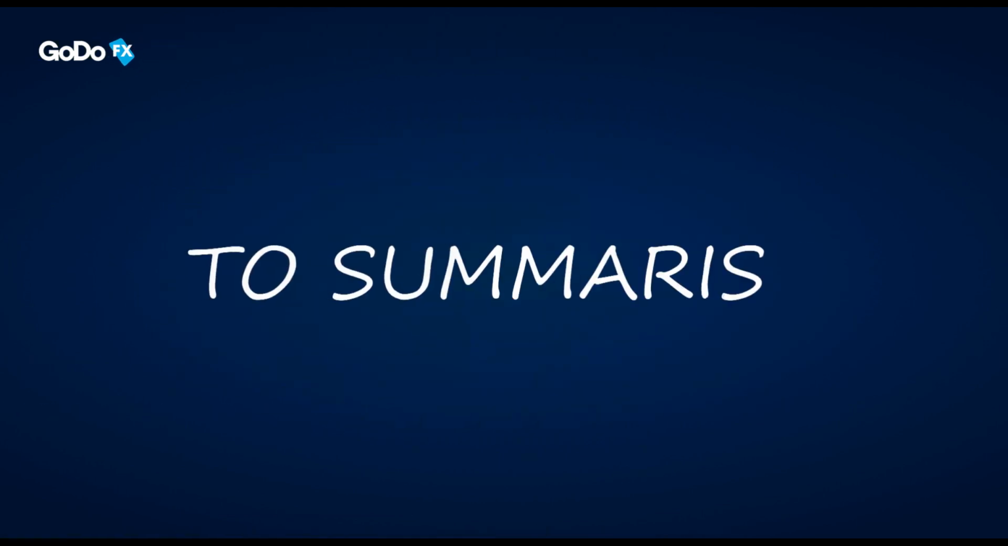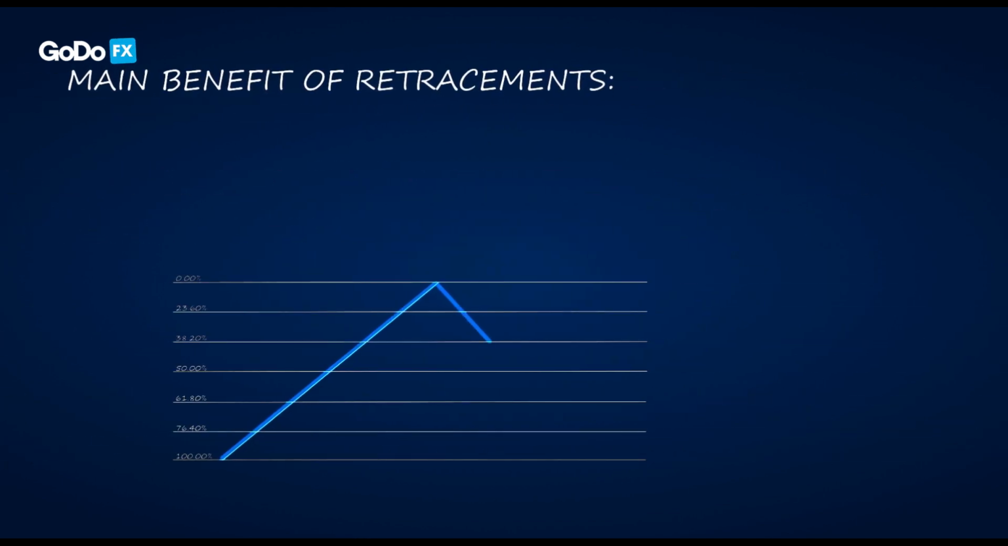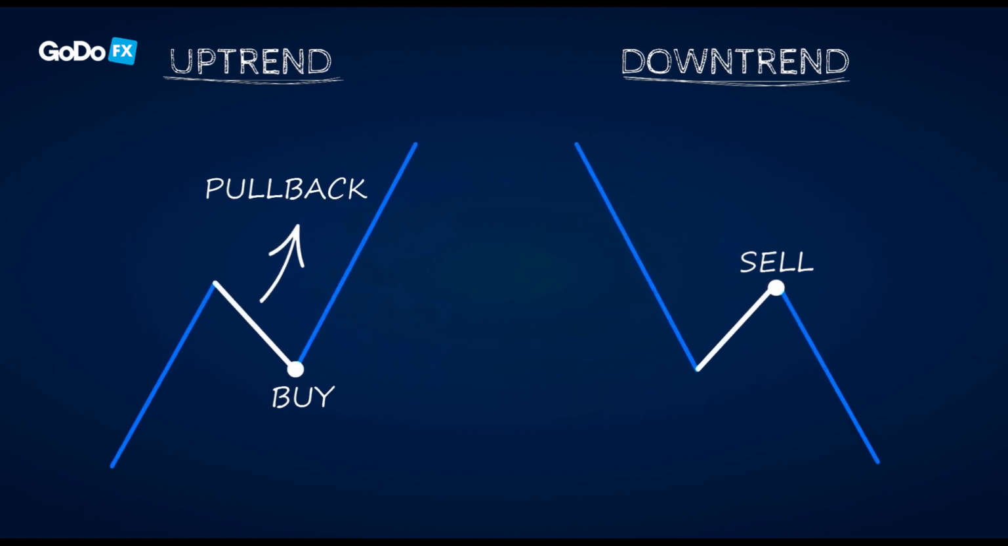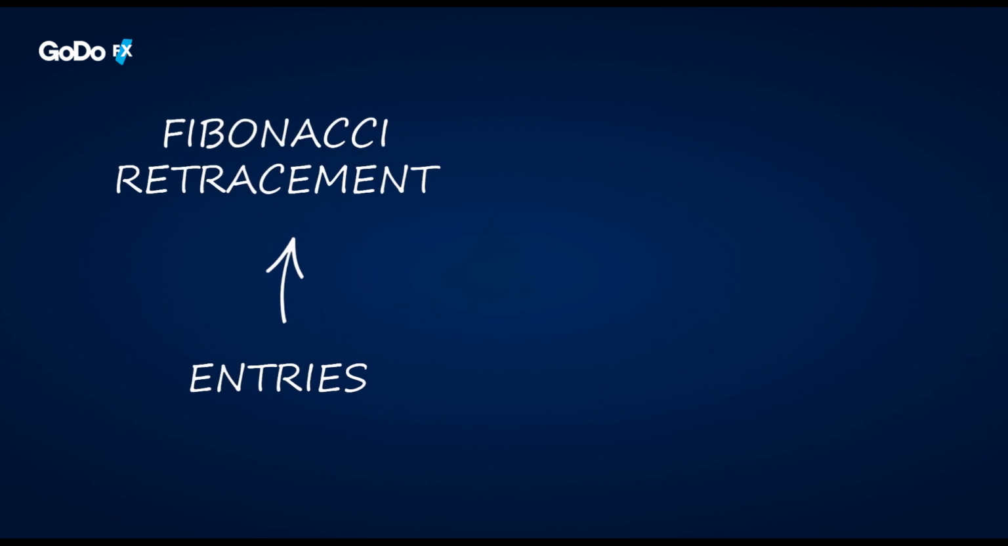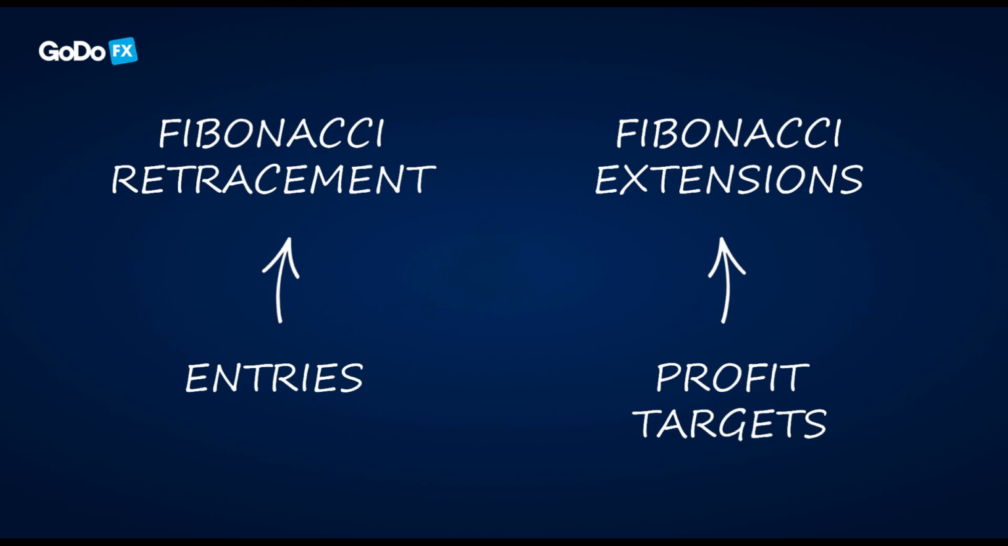To summarize, a retracement is a short-term price correction during an overall long-term upward or downward trend. The benefit to trading retracements is that they provide an opportunity to profit by entering a trade in the original direction of the trend at a better price. The basis of the trading strategy is to buy pullbacks in an uptrend and sell rallies in a downtrend. A good way of identifying them is to use Fibonacci retracements. To set your take profit, you can use the Fibonacci extensions as reasonable profit targets. As always, we recommend you use stop losses.